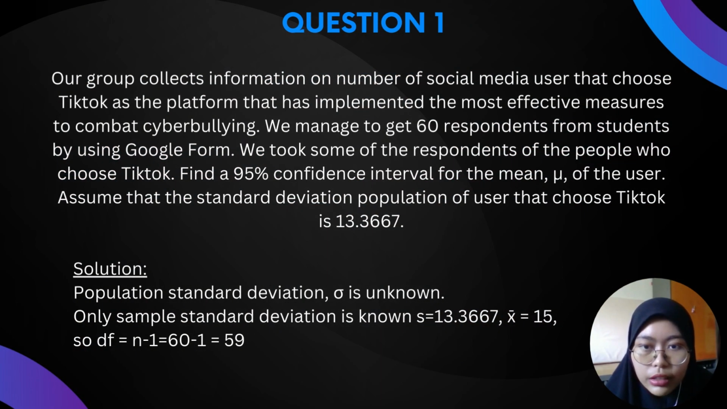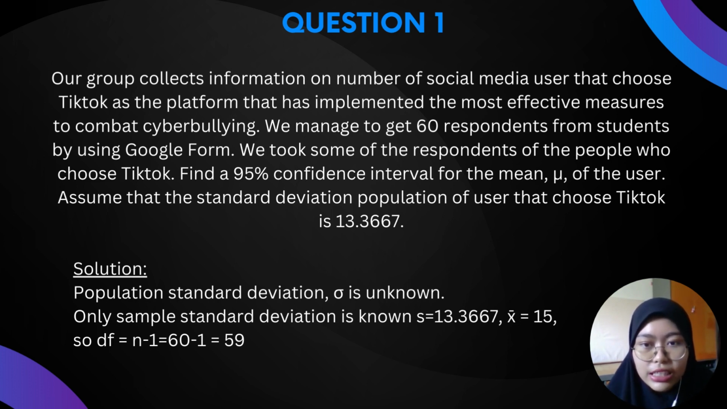For the confidence level, first, our group collects information on the number of social media users that choose TikTok as the platform that has implemented the most effective measures to combat cyberbullying. We managed to get 60 respondents from students by using Google Form, and we took some of the respondents who choose TikTok. So now we have to find the 95% confidence interval for the mean of the users. We assume that the population standard deviation of users that choose TikTok is 13.3667.